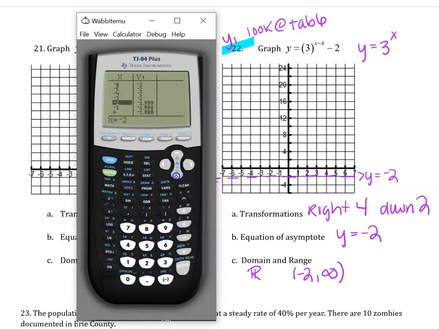Okay, so as you're graphing these, just make sure you pick out some nice points and then make it approach -2 when you graph it. So it should look something like that.